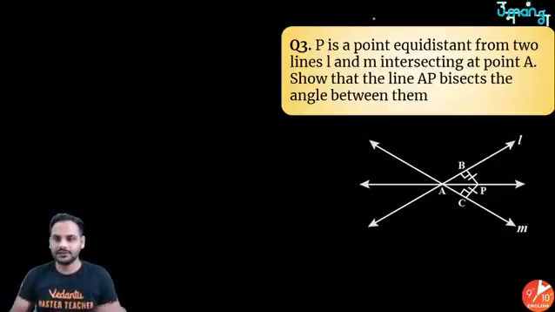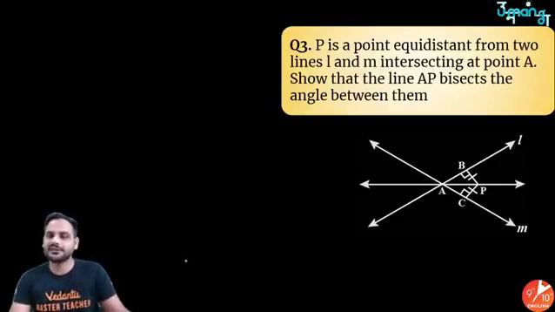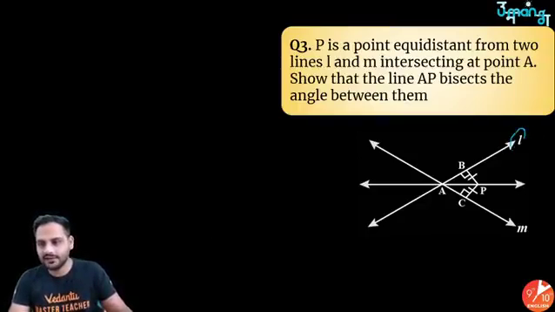Next question is: P is a point equidistant from two lines L and M intersecting at point A. Show that the line AP bisects the angle between them. So we have two lines L and M. So there is a point in between them such that the distance of this P from the line L and from the line M is equal.